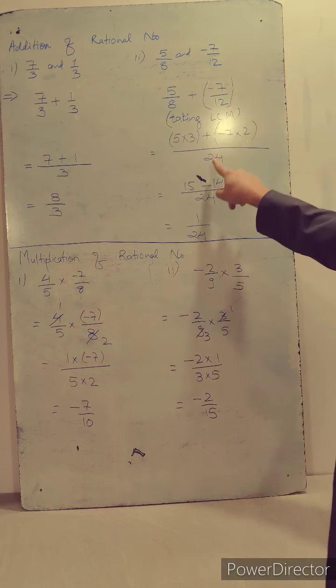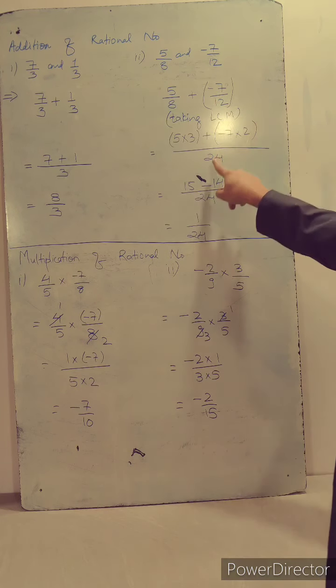Now we will learn how to multiply any two rational numbers. First question is 4 by 5 multiplied by minus 7 upon 8, and the second one is minus 2 by 9 multiplied by 3 by 5. So 4 by 5 multiplied by minus 7 upon 8, we easily observe that 4 and 8 are divisible by 4. So we will divide this 4 by 4 and this 8 by 4. 4 1 time 4, 4 2 times 8. So finally we get 1 multiplied by minus 7 and 5 multiplied by 2. So final answer is minus 7 upon 10.